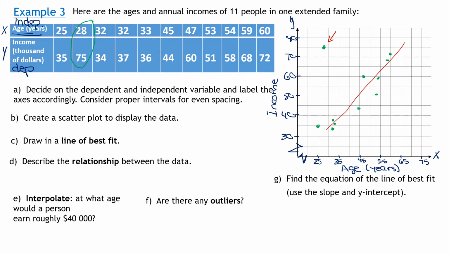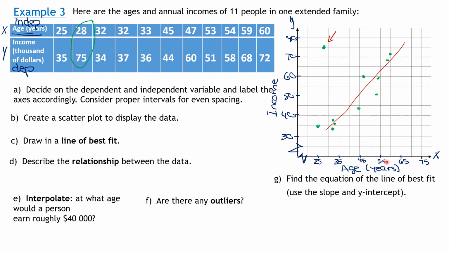Describe, as I'm on D now, describe the relationship between the data. So when the question says the relationship between the data, that means, so you always start off by saying whatever is your independent, so age. So you can start by writing as age increases, that's what I'm going to write first. So as age increases of the people in this extended family, as however old they are right now, as the age increases, what's happening with this? That's the next part of your sentence.